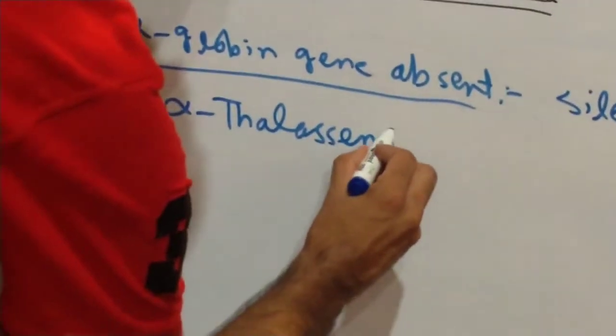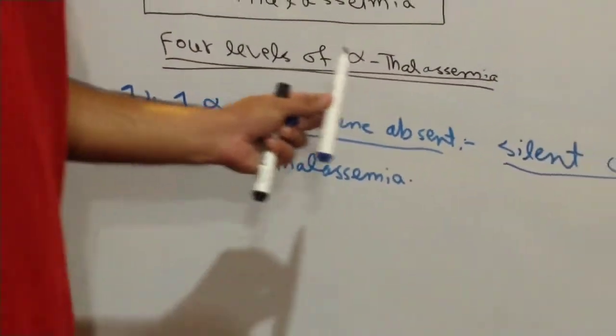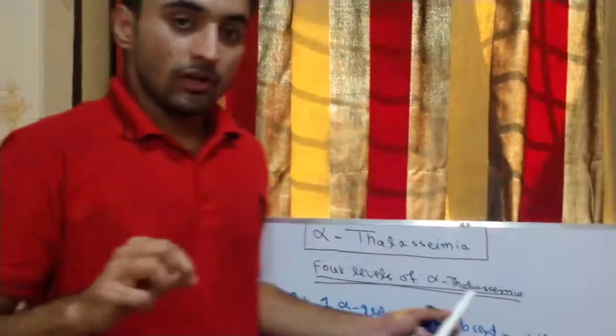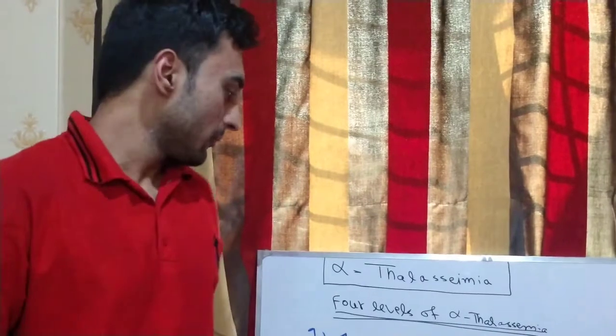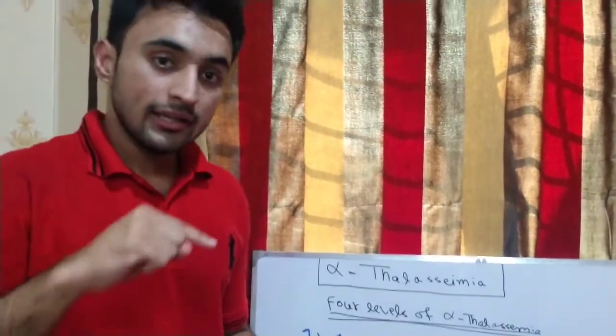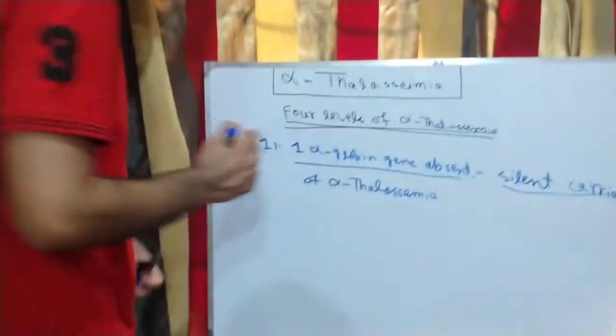What does this mean by the term silent carrier? The term silent carrier means that this particular baby would not express the symptoms of the alpha thalassemia, but it would carry this alpha thalassemia disease to its offsprings.